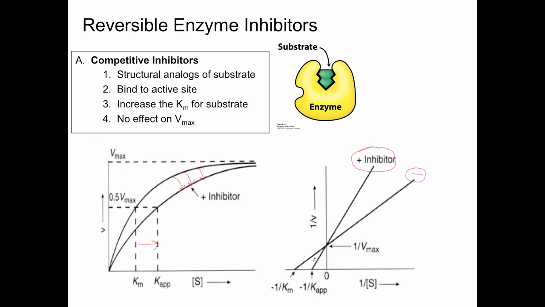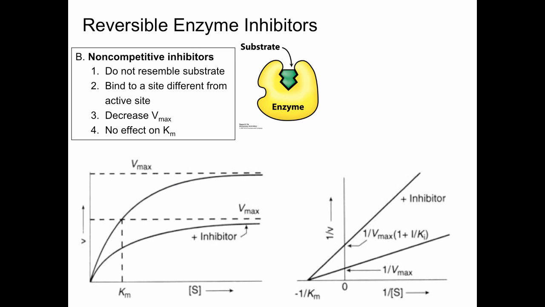And you see that where this line intercepts on the x-axis, or 1 over substrate concentration, changes in the presence or absence of the enzyme inhibitor. So once again, important consideration, competitive inhibitors bind to the active site, but they can be knocked off that active site by increasing the substrate concentration.